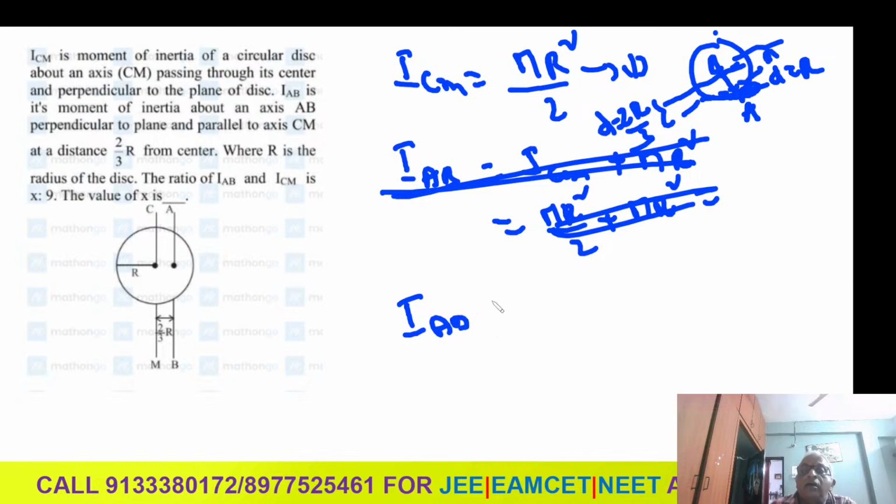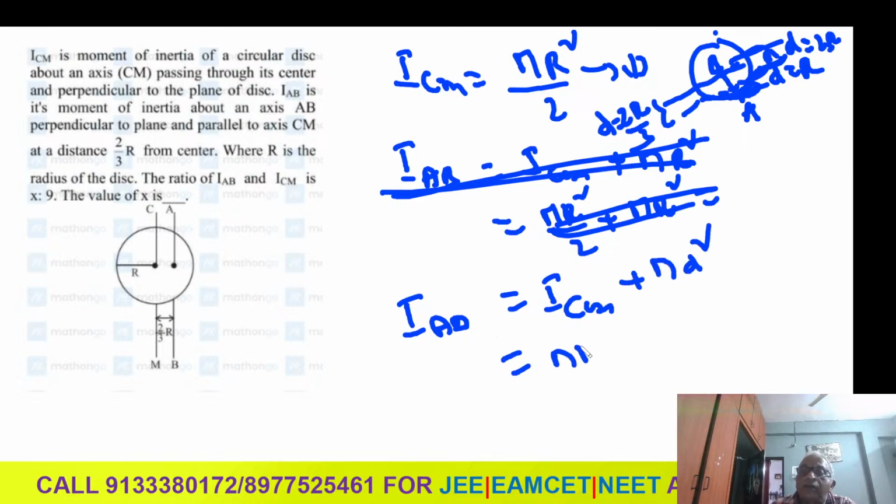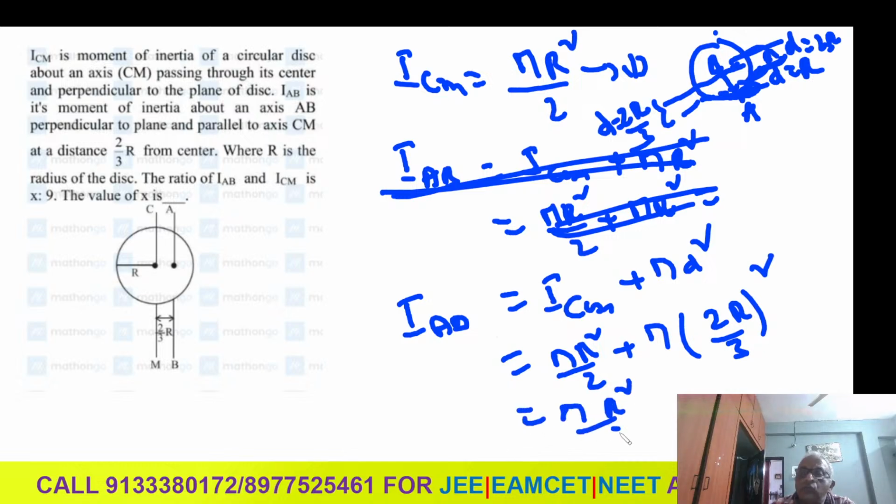IAB: you are using the parallel axis theorem. The diagram is not clear, but this is one axis, this is another axis. d is nothing but 2r by 3. M d square. ICM means mr square by 2 plus m into 2r by 3 whole square. So mr square by 2 plus m into 4r square by 9.